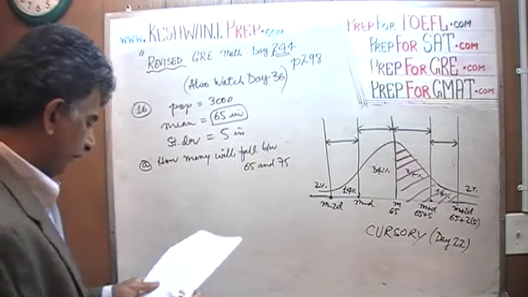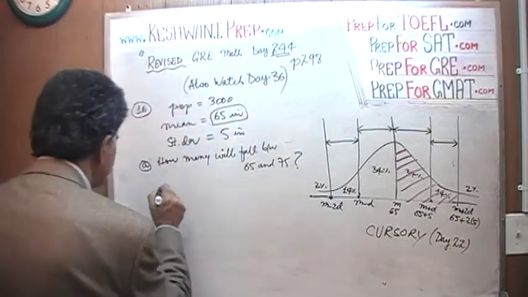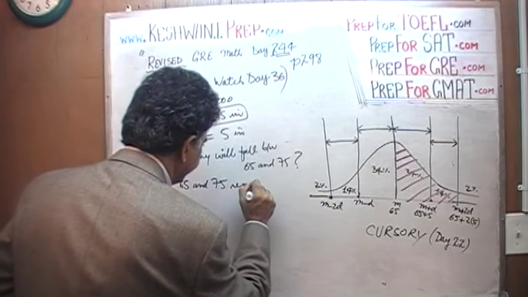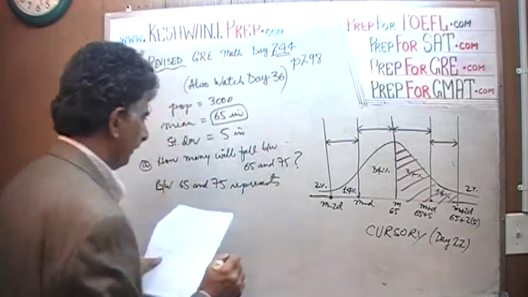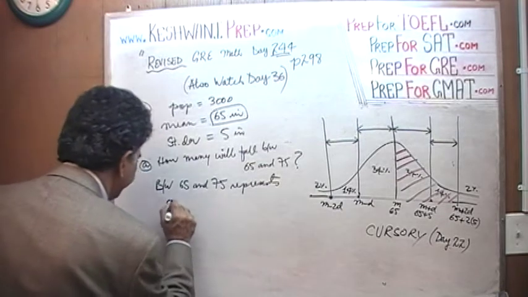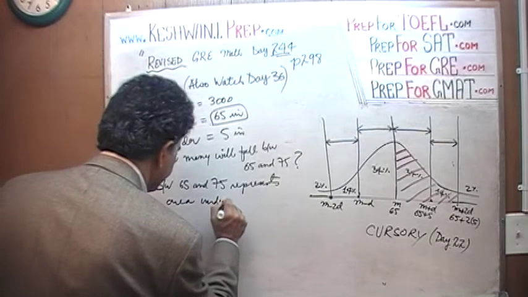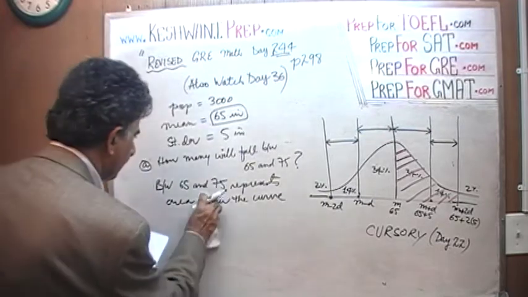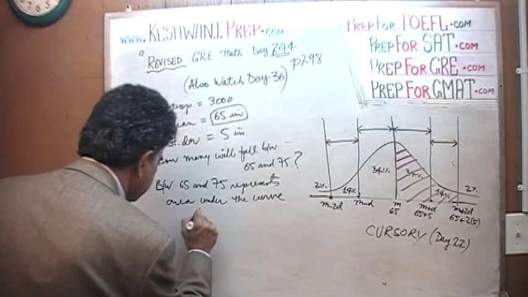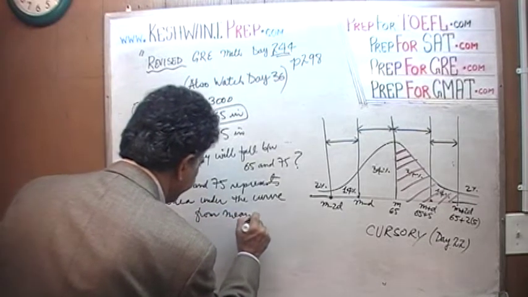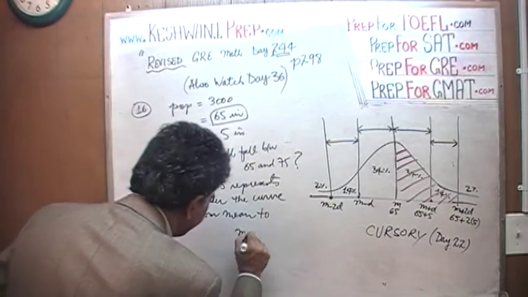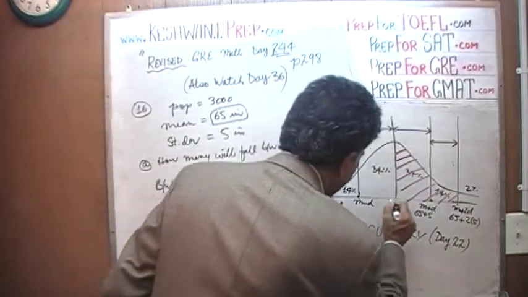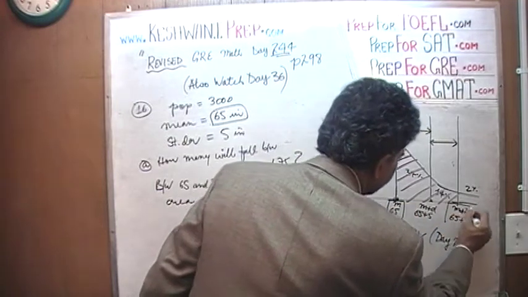So how many will fall between 65 and 75? That's the question. And as we just saw, between 65 and 75 represents the area under the curve from the mean to mean plus 2 standard deviations, from here to mean plus 2 standard deviations right here.